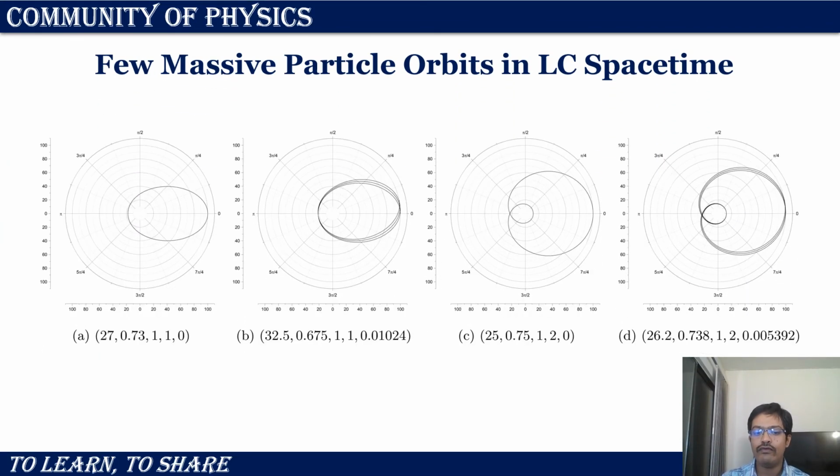Now we can look into a few massive particle orbits in Levi-Civita spacetime. You can see in the first diagram a single loop orbit which is not precessing. That's why it has a parameter 1 1 0. The next one is a little bit precessing, so it has 1 1 then 0.010. The next one has a zoom-whirl effect, so it rotates one extra time around the cosmic string. The fourth one is the corresponding precessing version of the third one.